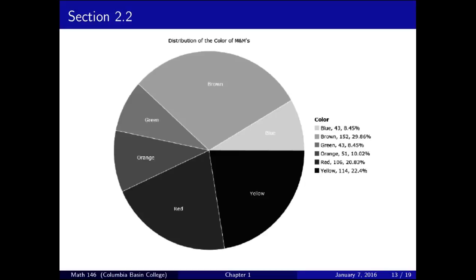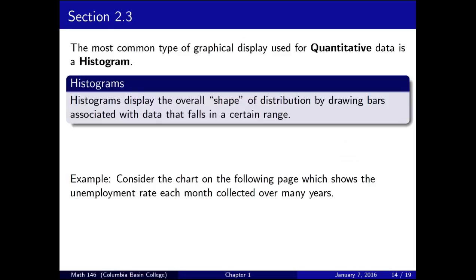All right, so what if instead though we have quantitative data? So quantitative data is usually displayed by using a histogram. And what a histogram does is it displays the overall shape of a distribution, and it draws bars associated with data that fall in certain ranges.